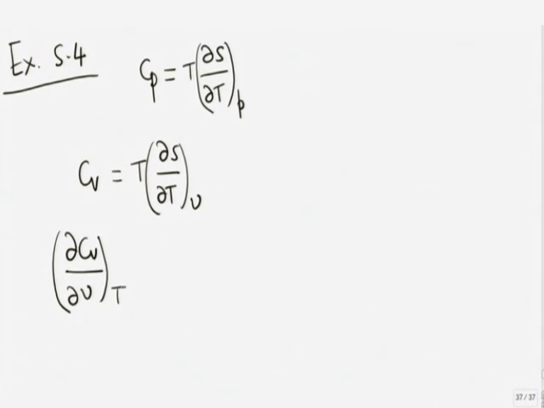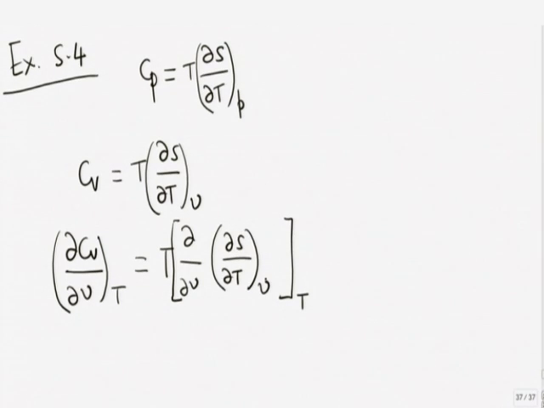So how do you do this? We differentiate the right hand side. Since the differentiation is with respect to T, I can take the T out of the differential. So this becomes T, d by dV at constant T, of partial of S with respect to T at constant V. Now, is this a candidate for Maxwell? I have a pair SV and I have a pair TV. Neither of them is TS or PV in some order. So this is not a candidate for Maxwell, doesn't matter.